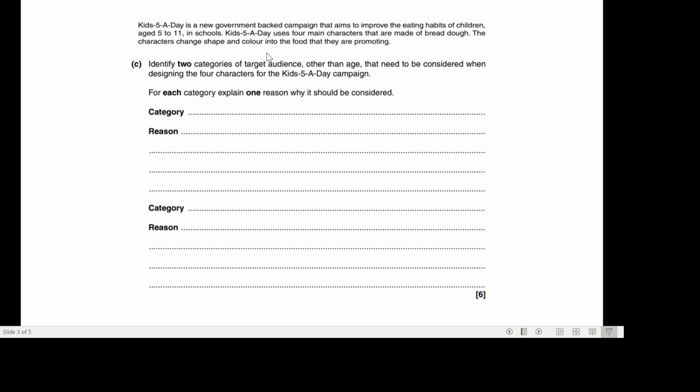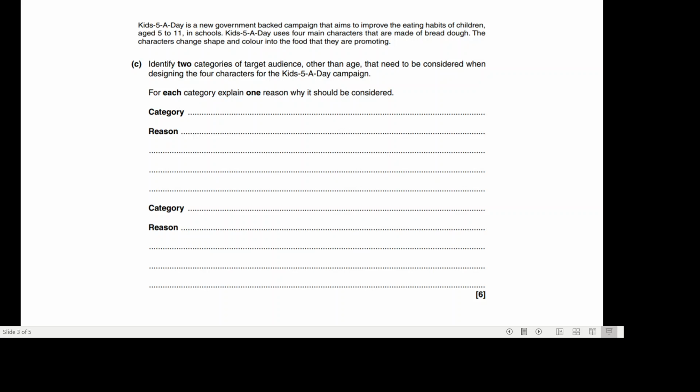This was taken from another exam paper. Kids 5 a Day is a new government-backed campaign that aims to improve the eating habits of children aged 5 to 11 in schools. Kids 5 a Day uses 4 main characters that are made up of bread dough. The characters change shape and colour into the food that they are promoting. Identify 2 categories of target audience other than age that need to be considered when designing the 4 characters for the Kids 5 a Day campaign. For each category, explain 1 reason why it should be considered.